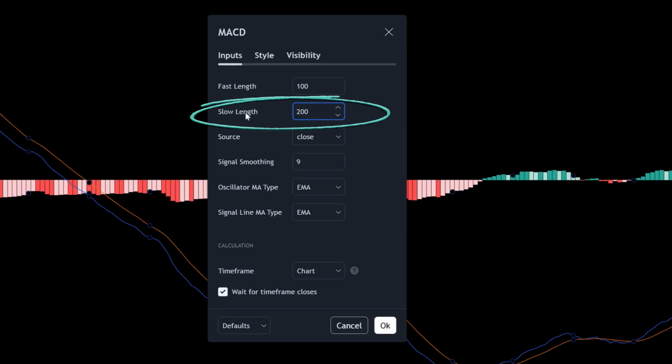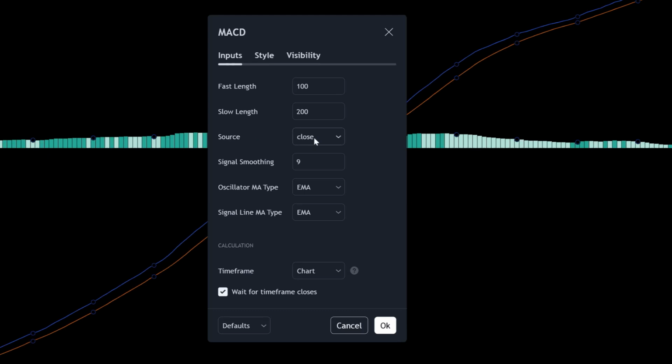Since we won't be using the signal line for this strategy, there's no need to make any changes to that particular setting. However, we do want to make a few minor adjustments in the style section to enhance the visual aspects of the MACD on our chart.